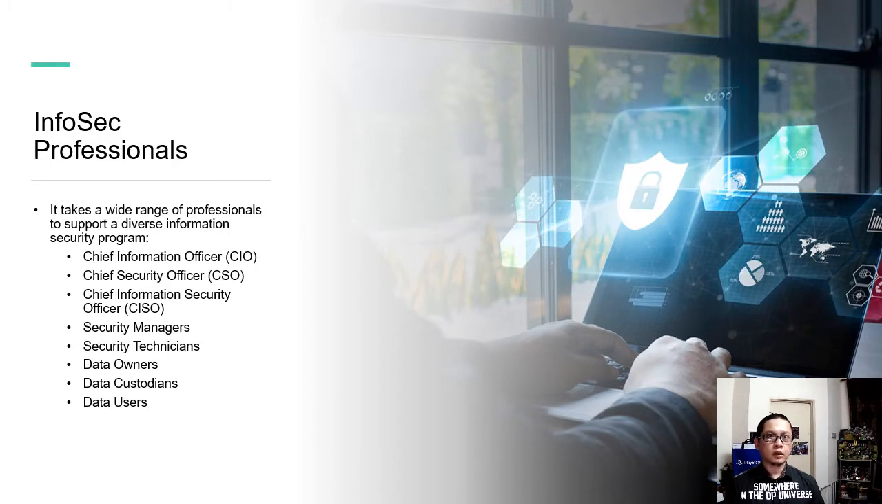So in terms of security professional roles, we have this set of people in the organization. Usually we have the management, we have the administration, and we also have the technical people and also the users. In the following section, we will look at these diverse roles one by one.